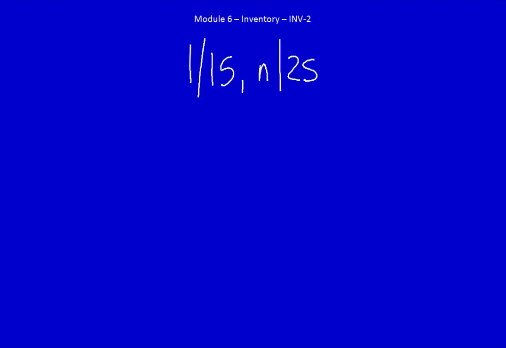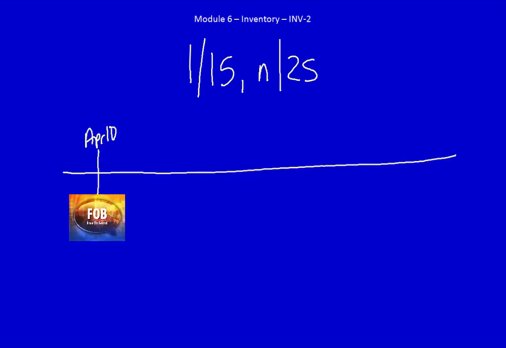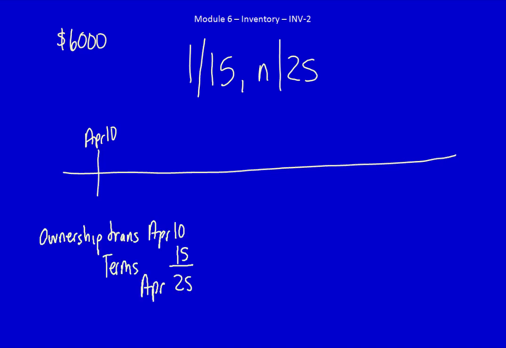Let's assume credit terms of 1/5 and net 25. The shipping terms were FOB shipping point, so ownership transferred on April 10th, as soon as it left the shipper's doors. The invoice amount is $6,000. What is the last date when the receiver can still take a discount? The receiver can take the discount up until midnight, April 25th. How much will the receiver pay?